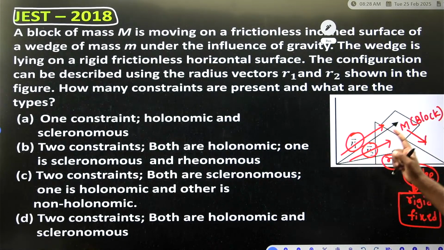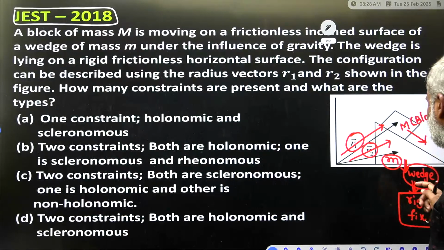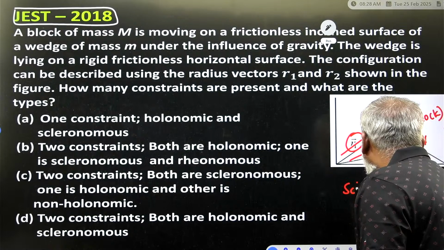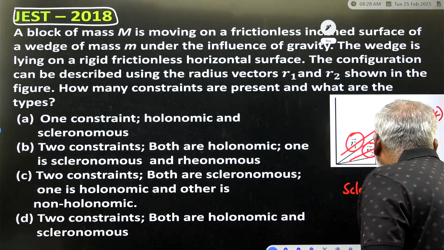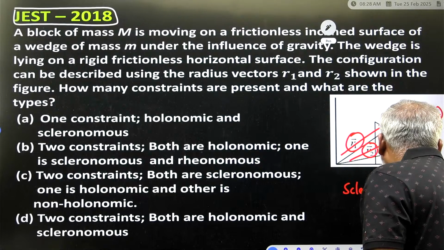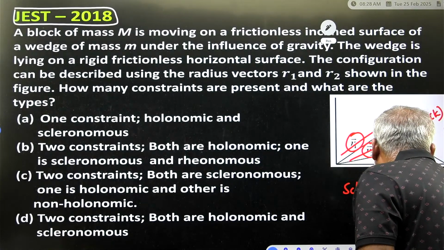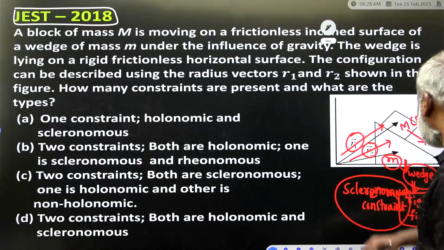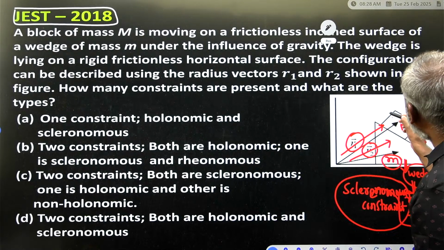A rigid wire, so the wedge is rigidly fixed. If it is fixed, that constraint we are going to take as a scleronomous constraint. Scleronomous. If it is fixed, that constraint we have to take as a scleronomous constraint. Clear? Now, the block is moving, attached to the surface.